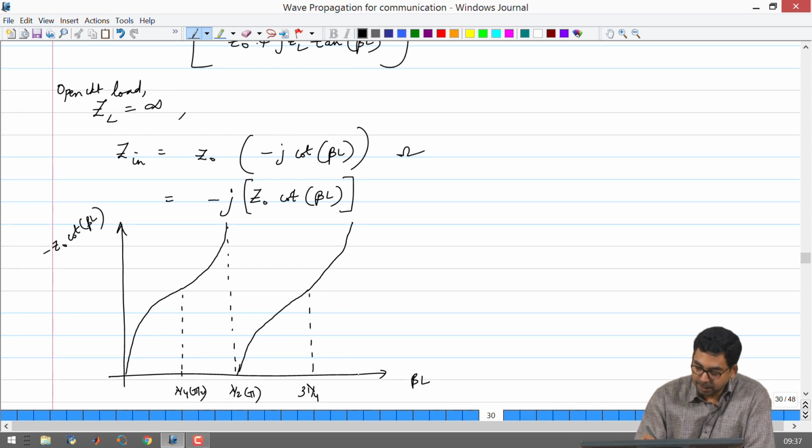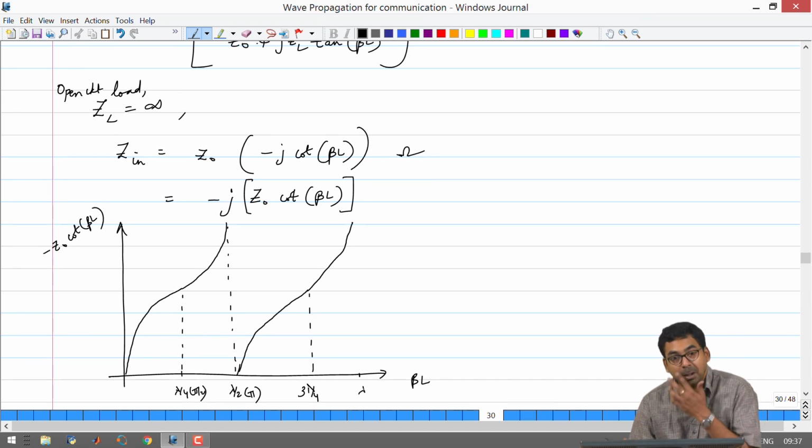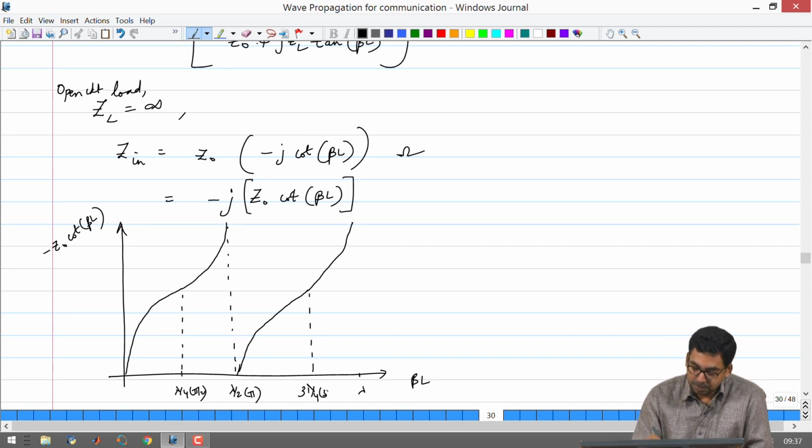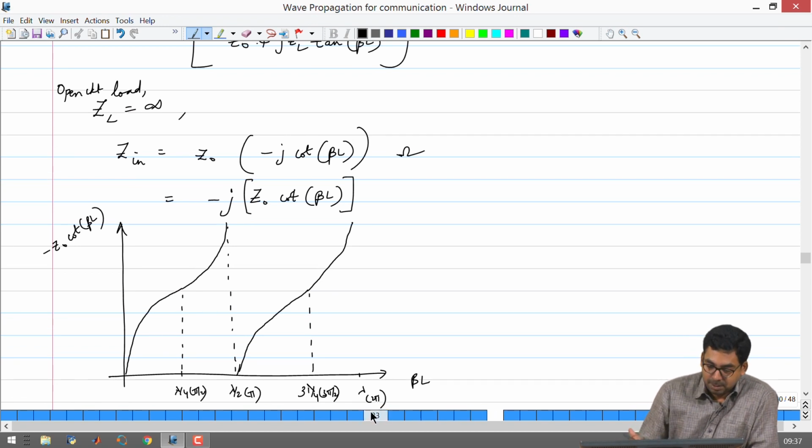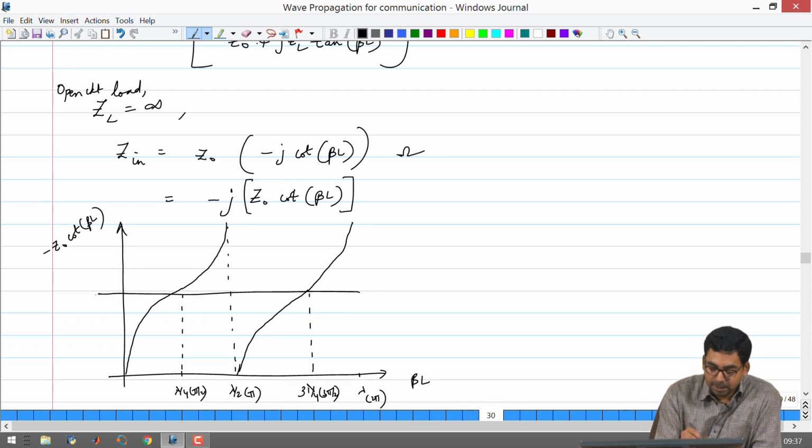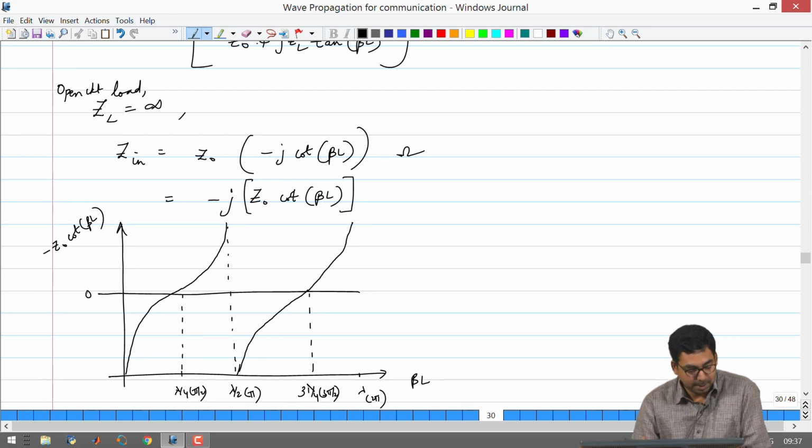And then there will be a discontinuity corresponding to lambda. Lambda is the wavelength, okay. Pi by 2, pi, 3 pi by 2, 2 pi. I have just marked the x axis to be electrical length going from 0 to 2 pi. It means that the Z in that I will be seeing in the transmission line, this is going to be your 0 on the y axis, right.